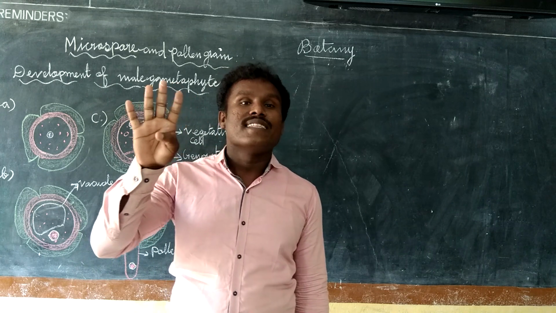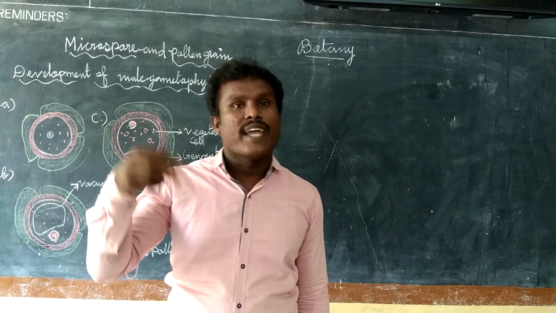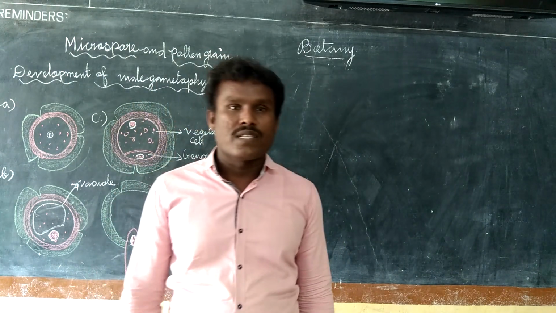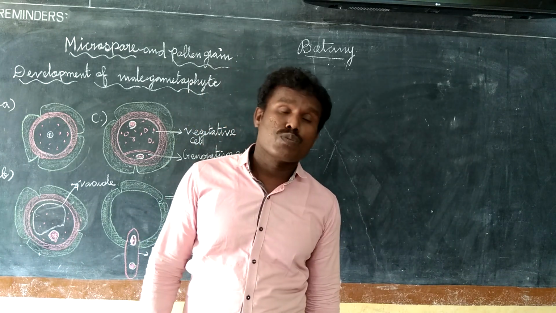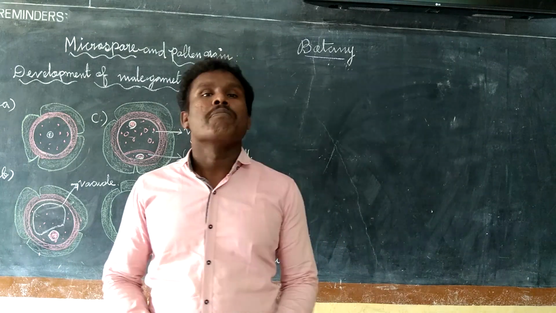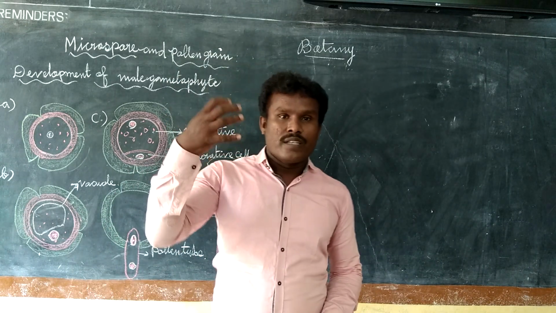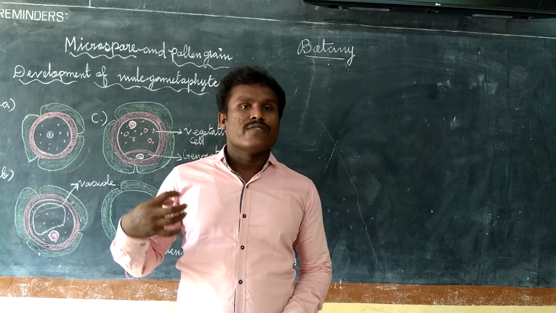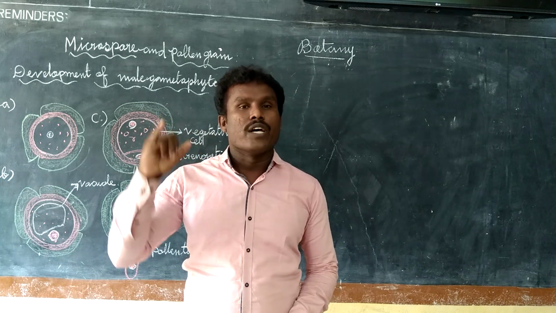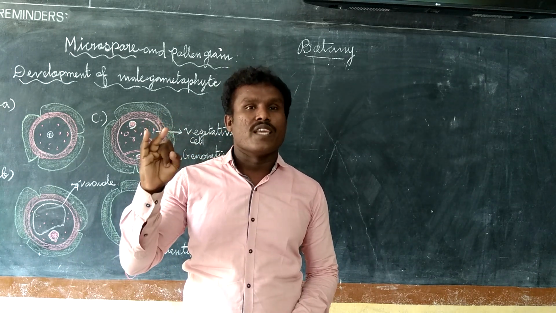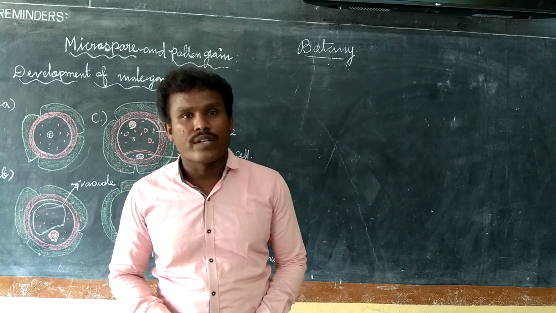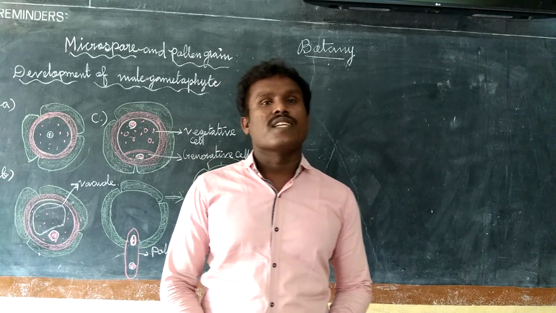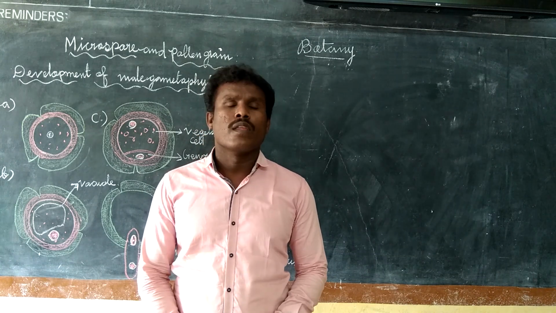Four anther cavities are there. Inside the anther, pollen grains will be present. It is called the anther cavity or microsporangium. Regarding the anther wall, first we discussed epidermis, then endothecium, middle layer, and tapetum. These are the four important layers that we discussed in the anther wall.